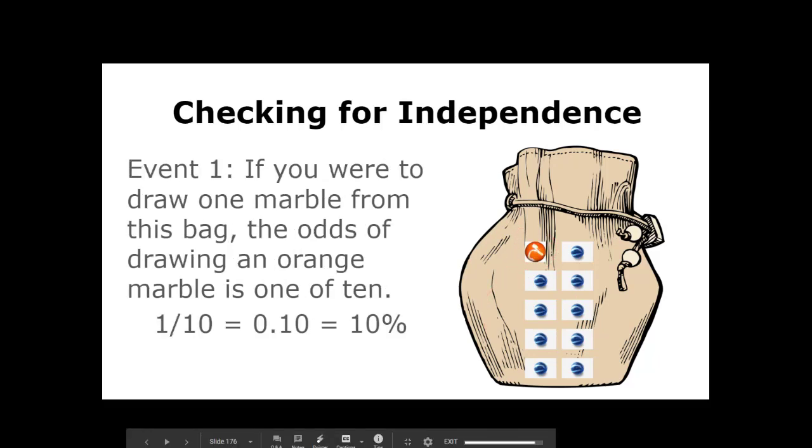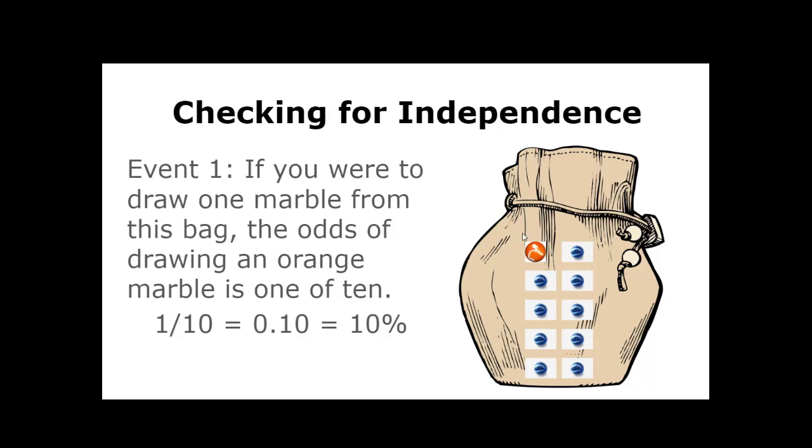Okay, so let's think of the first draw here. Event number 1, we'll call it. If you were to draw one marble from this bag, the odds of drawing an orange marble is 1 out of 10, right? So you have this one orange marble that if you close your eyes, you put your little hand, little paw into the pouch, and you draw out one marble, there's a 1 out of 10 chance that you will get an orange marble.